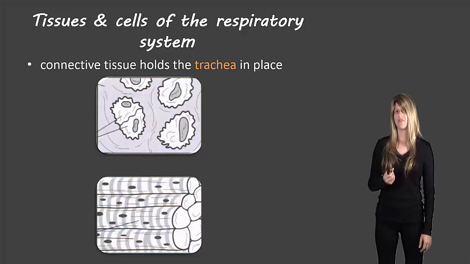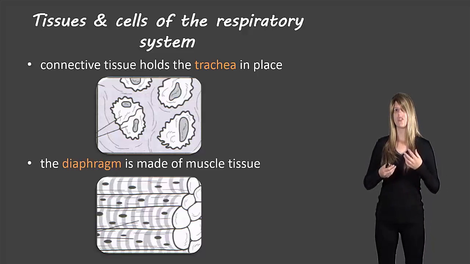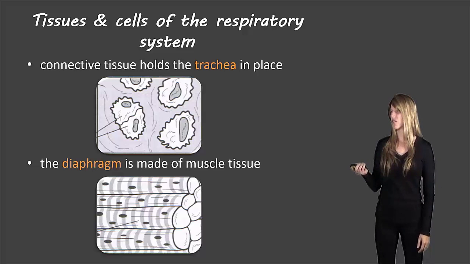Next we have connective tissue, and the connective tissue is in general what holds structures together. So the trachea has rings of cartilage surrounding it, so that's an important aspect of the connective tissue. The diaphragm, which is used to breathe in and out, and we didn't see that on that other picture, but we'll come to that in a few slides here. The diaphragm is made out of muscle, so that's one of the types of tissue that we learned.